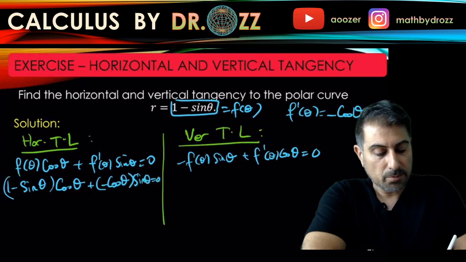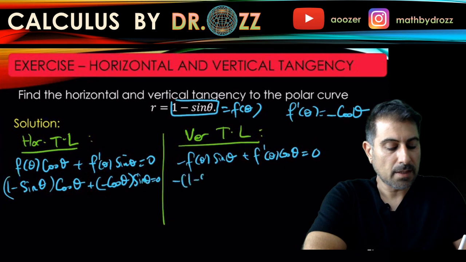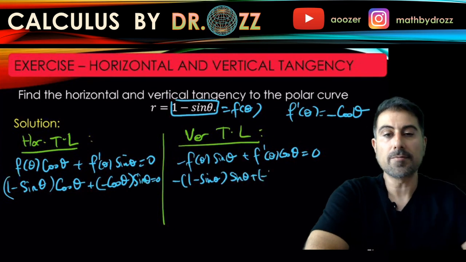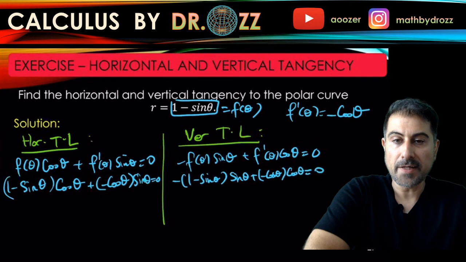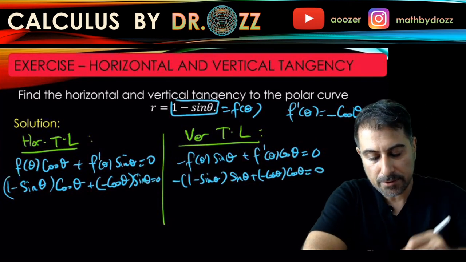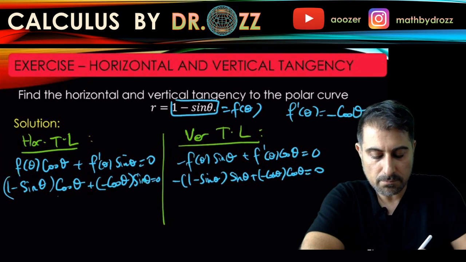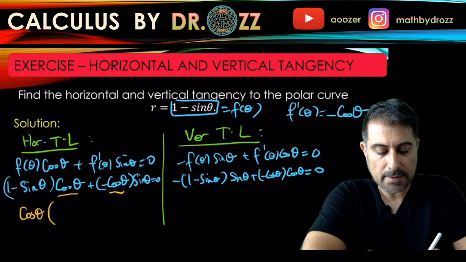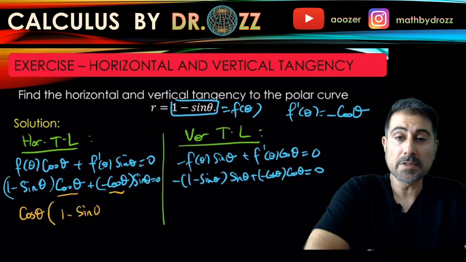And the second equation, minus 1 minus sine theta plus minus cosine theta equals 0. Okay. Let's simplify this further. So cosine theta here is a common factor. Why don't we pull that out? So you have 1 minus sine theta minus sine theta equals 0.